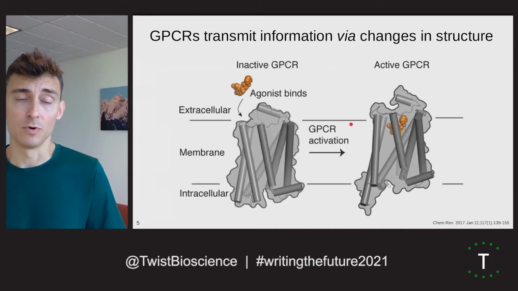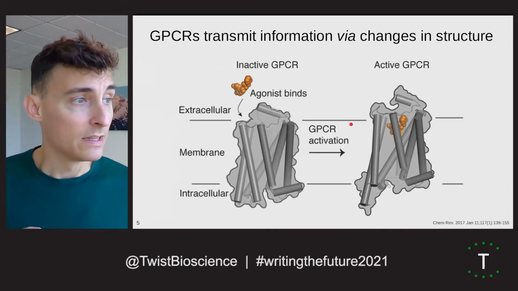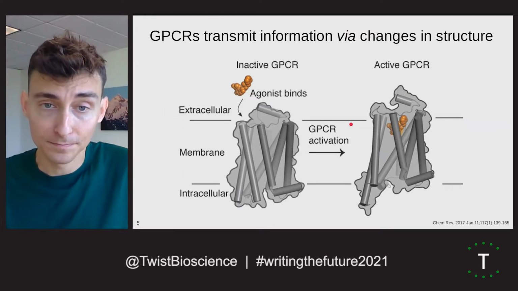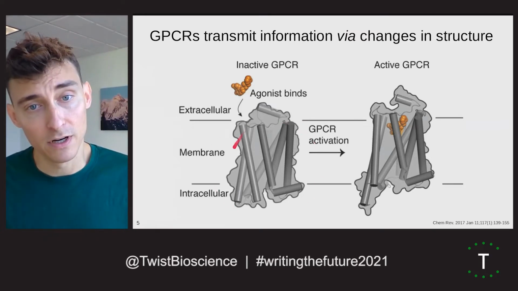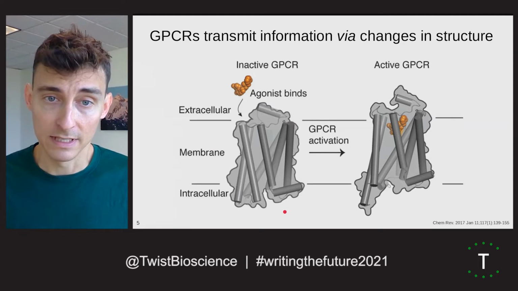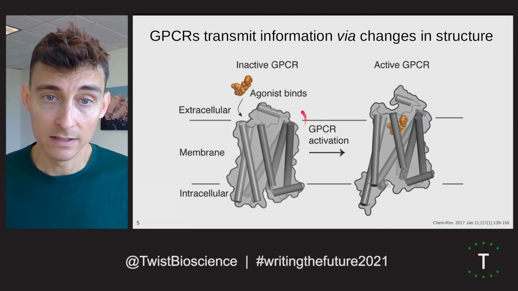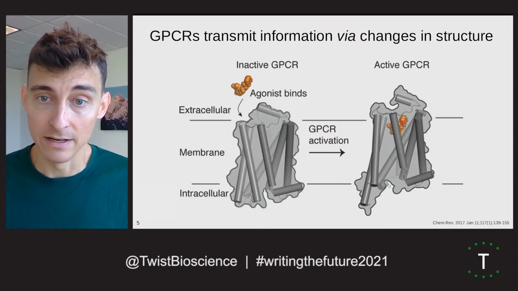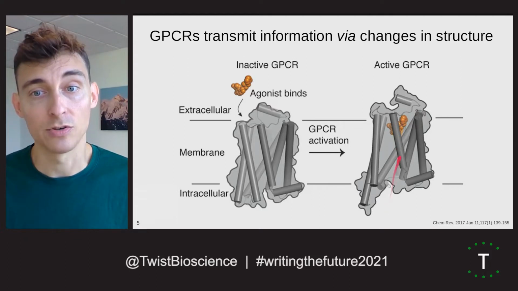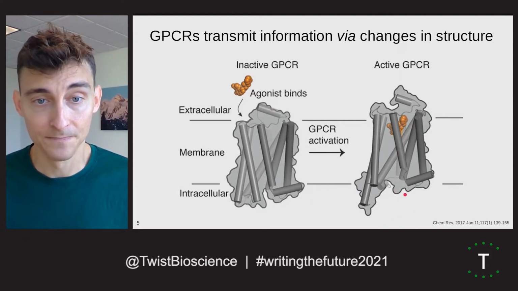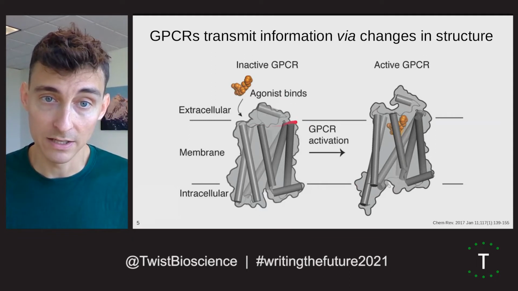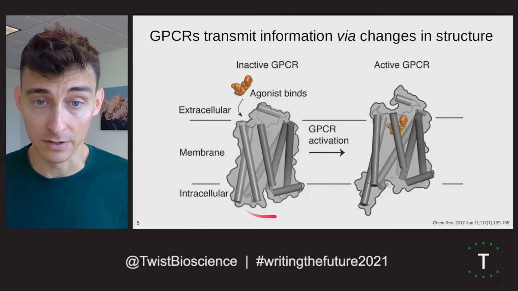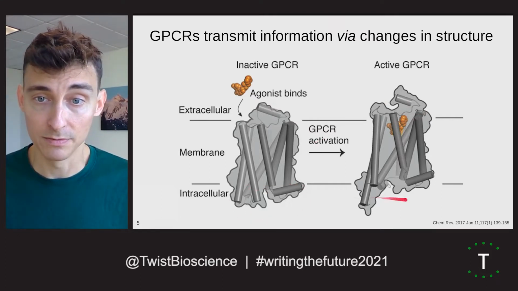So how do GPCRs work? GPCRs transmit information through changes in protein structure. Here we've got a structure of the GPCR in the inactive state, where it's not signaling. And when it binds a ligand in the extracellular surface of the receptor, it changes its conformation. This conformational change propagates across the membrane to the interior of the cell. You can see that both the exterior surface and the interior surface of the GPCRs are in different conformations between these two states.